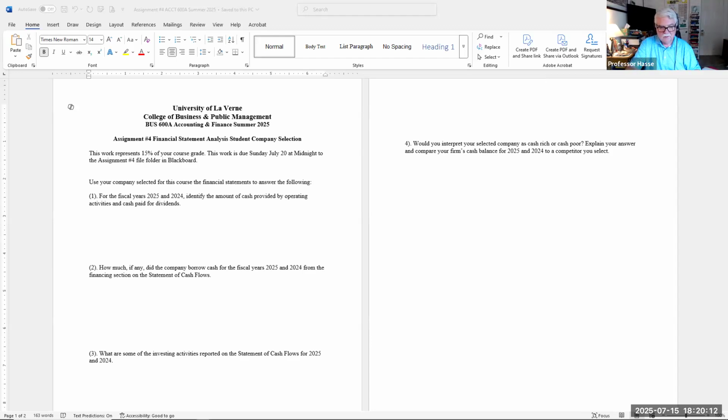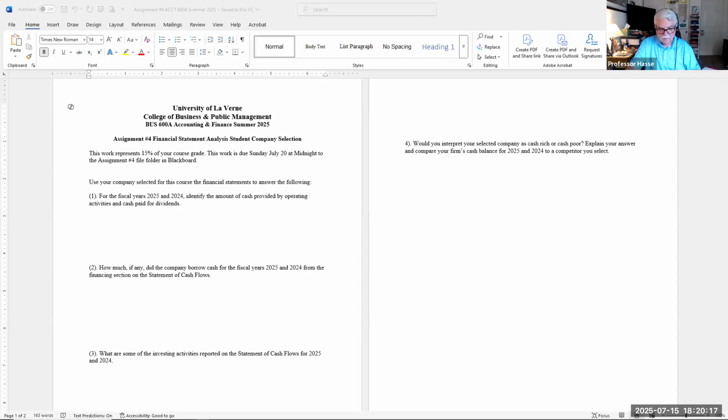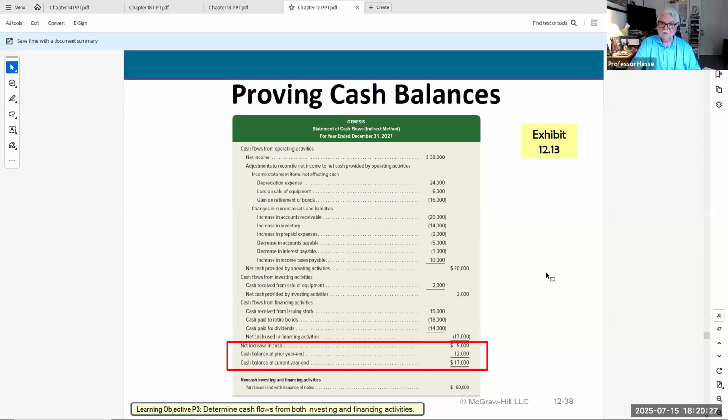Now, where do I find information about this? Well, let's look at this. In your text, chapter 12, it talks about the ins and outs and the definitions of the statement of cash flows. This can be your reference material for understanding what is in the statement of cash flows.